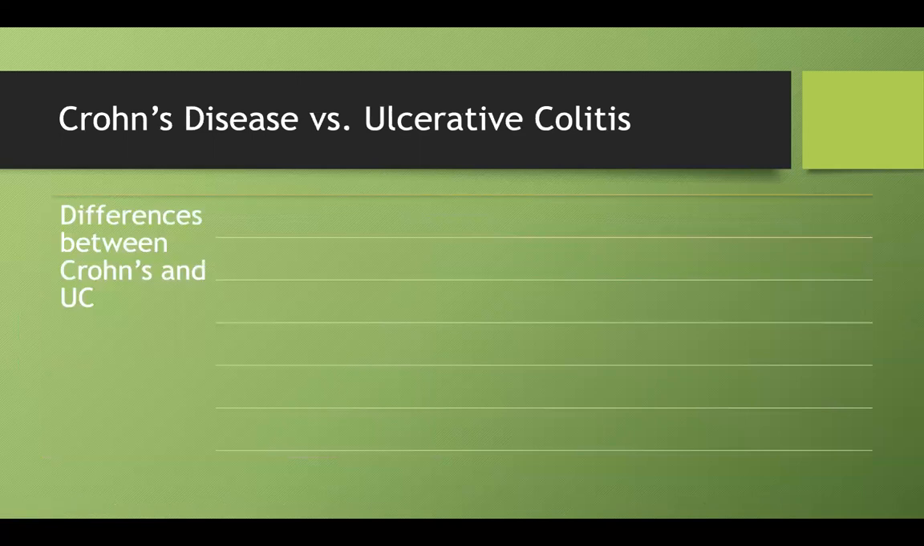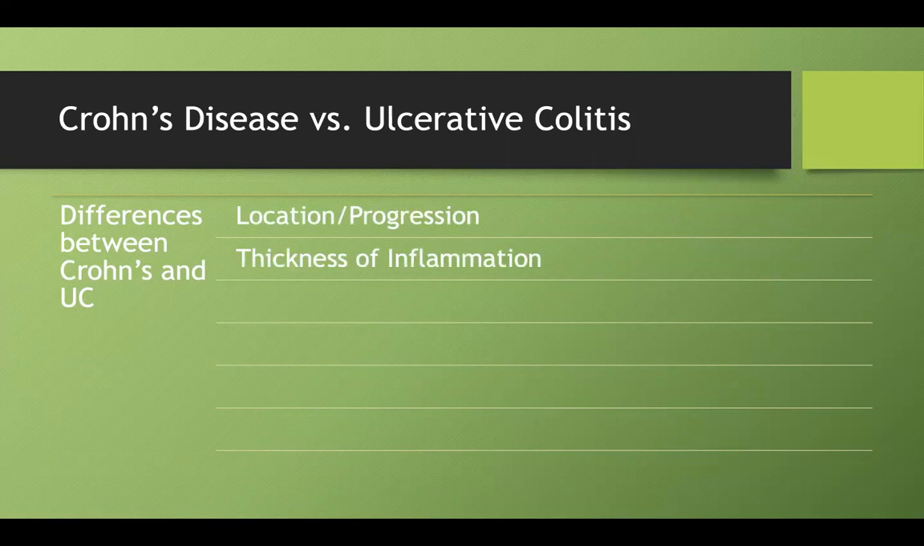So we've talked about some of the similarities. How I'm going to break this down for your learning pleasure, I'm going to go over each of these features here and go over the differences. So we're going to talk about the location and progression of each of these diseases, how thick the inflammation gets between Crohn's and UC, and we'll talk about a few different findings.